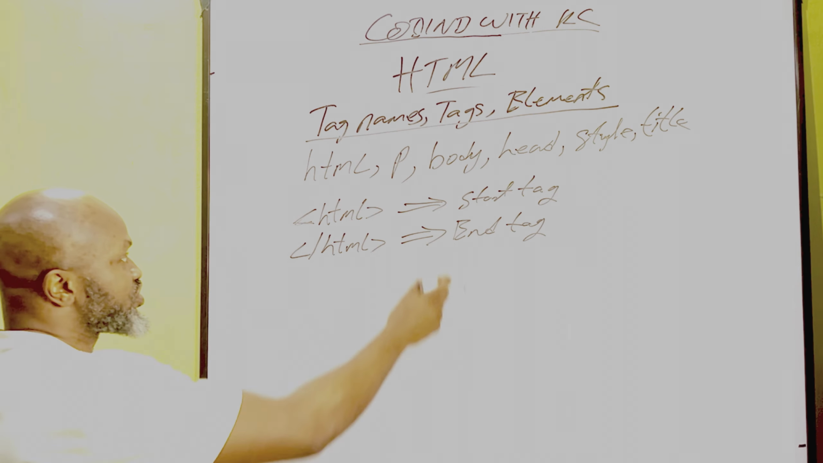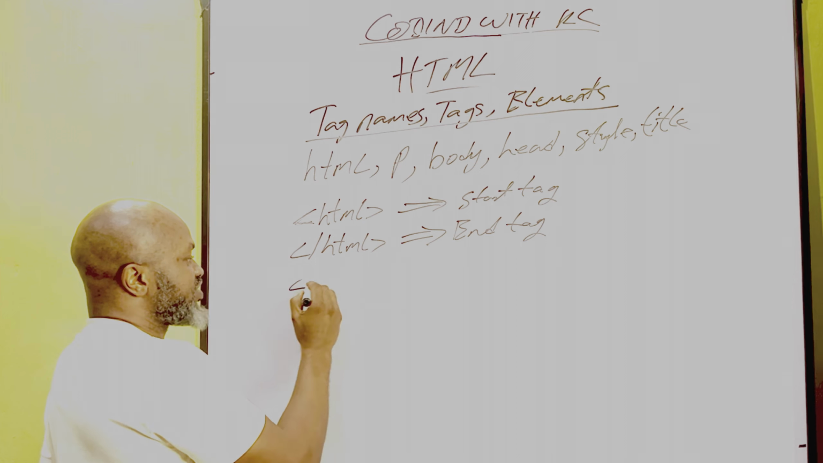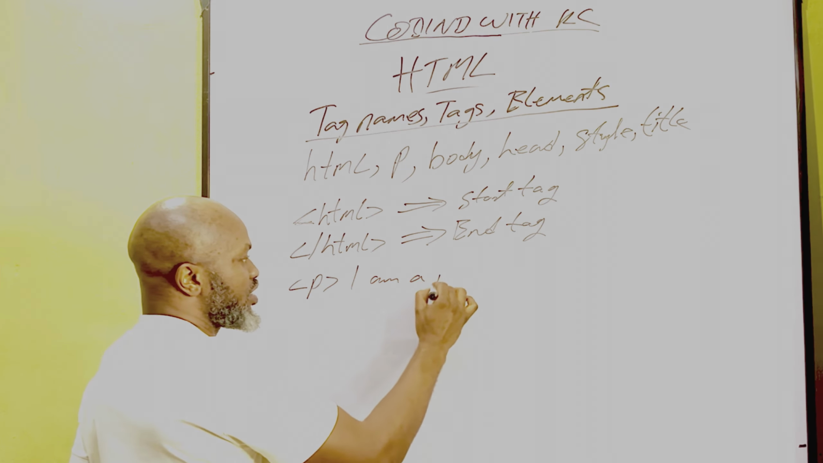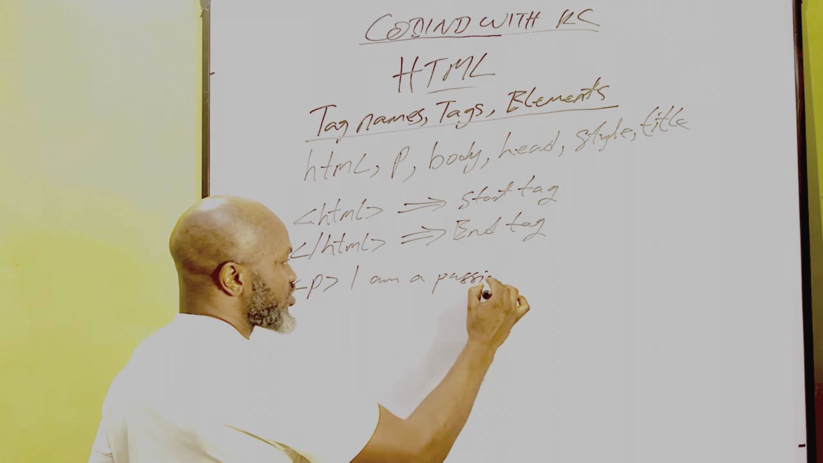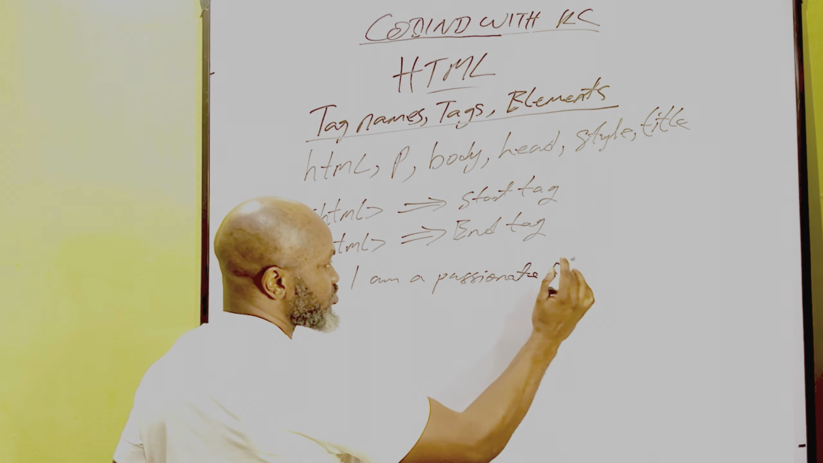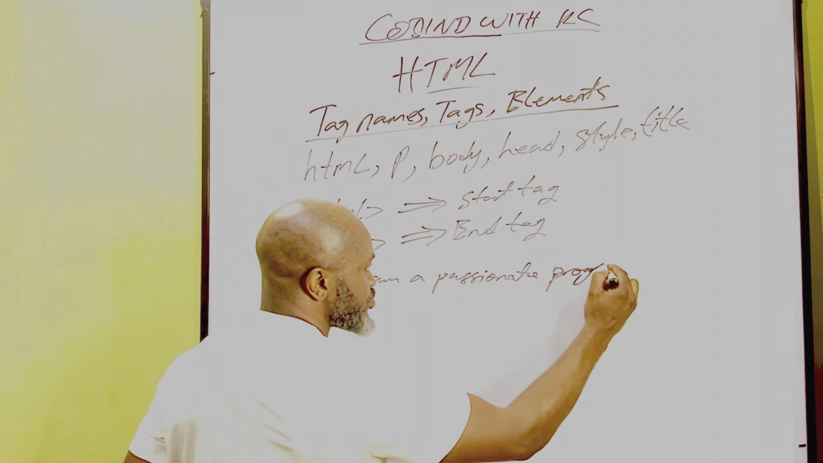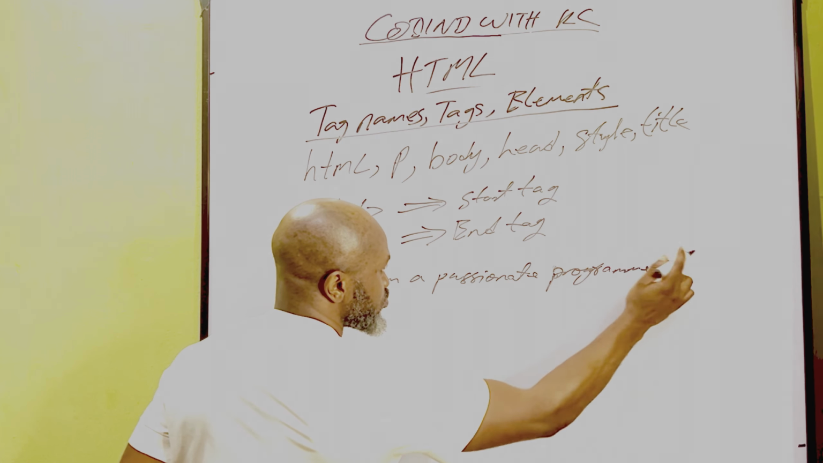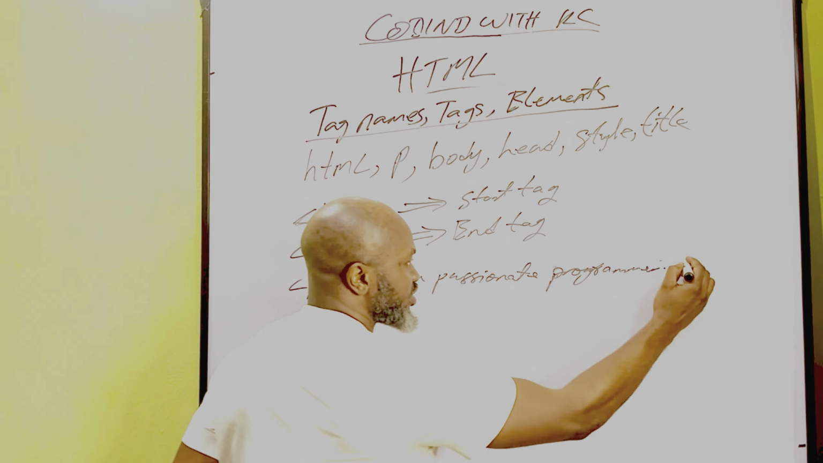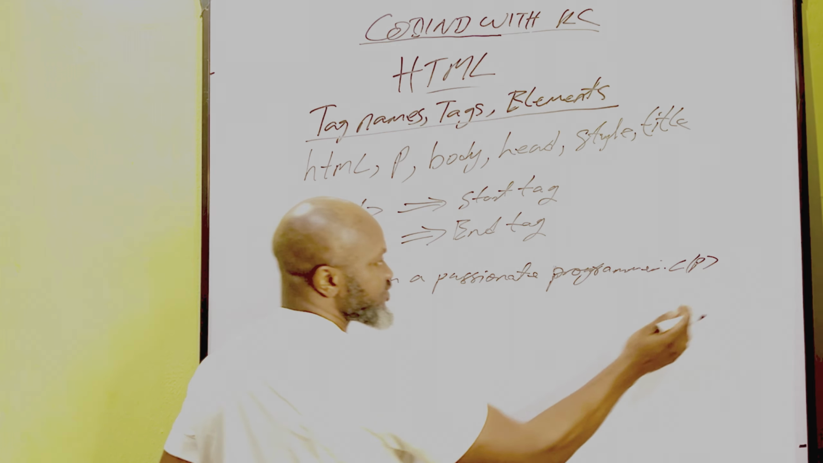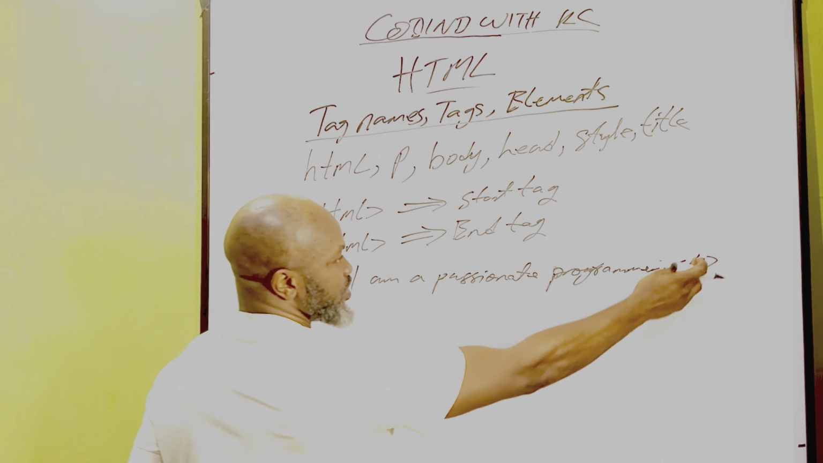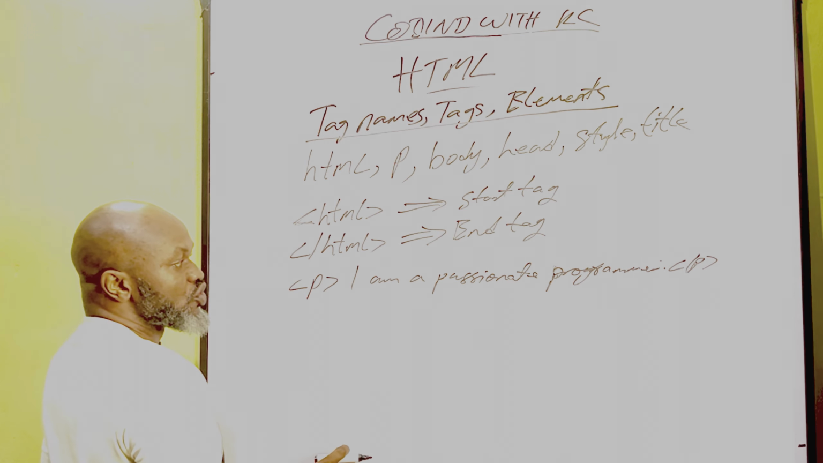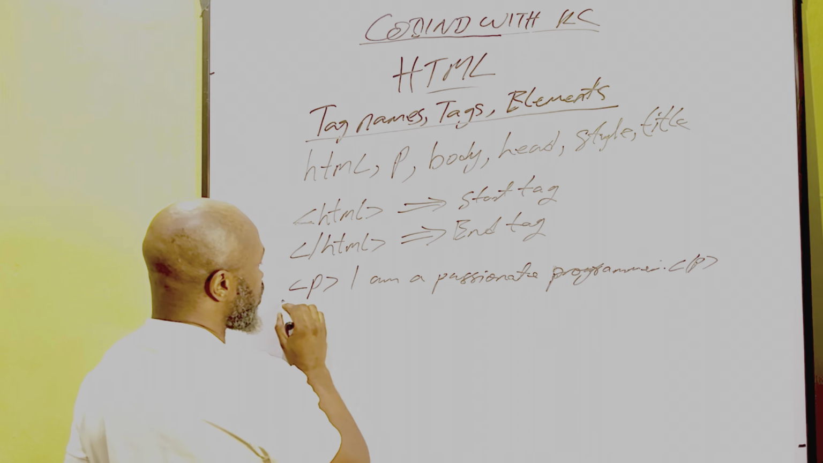For example, let's use the paragraph. Okay, I can have the start tag of the paragraph, and then I say I am a passionate programmer. And then I end the paragraph. So the end tag, you can see it has a slash. The start tag doesn't have the slash. That's the difference as we've said here. So now, this is what we call an element.